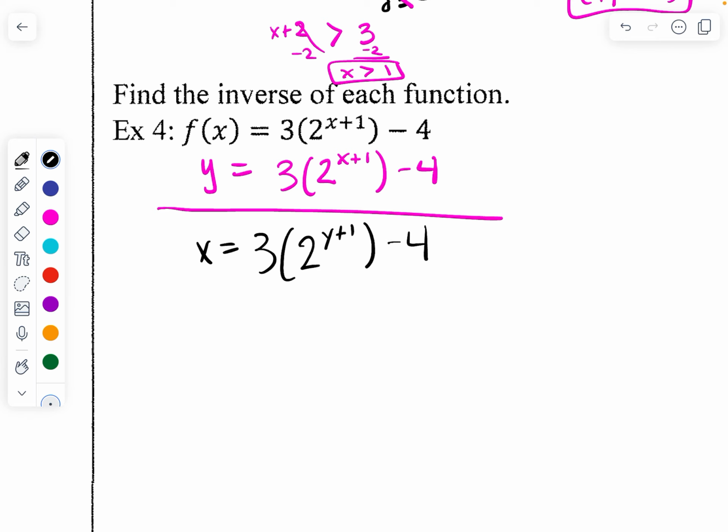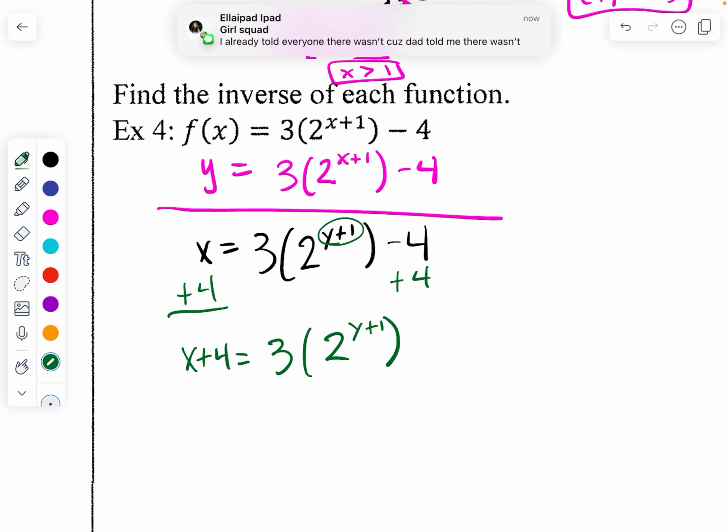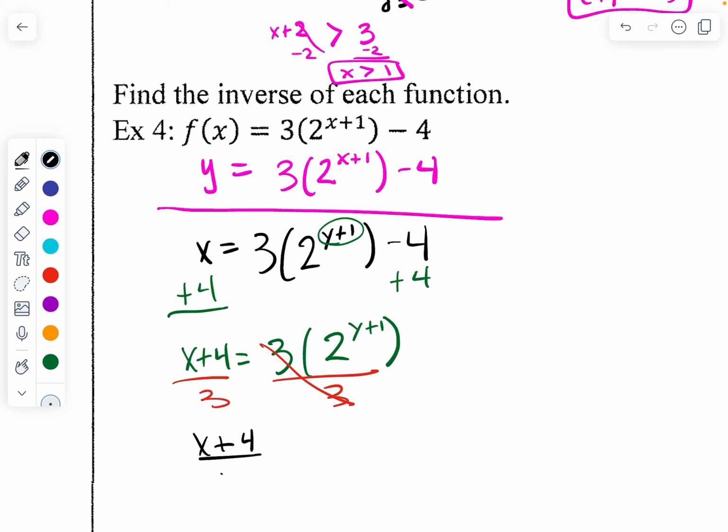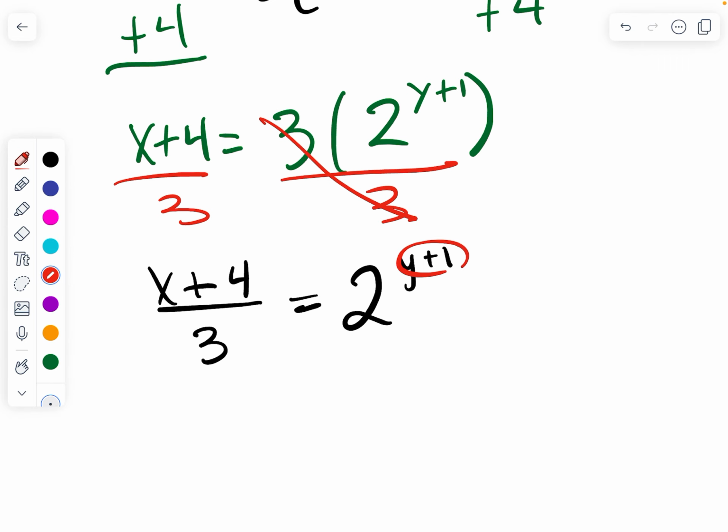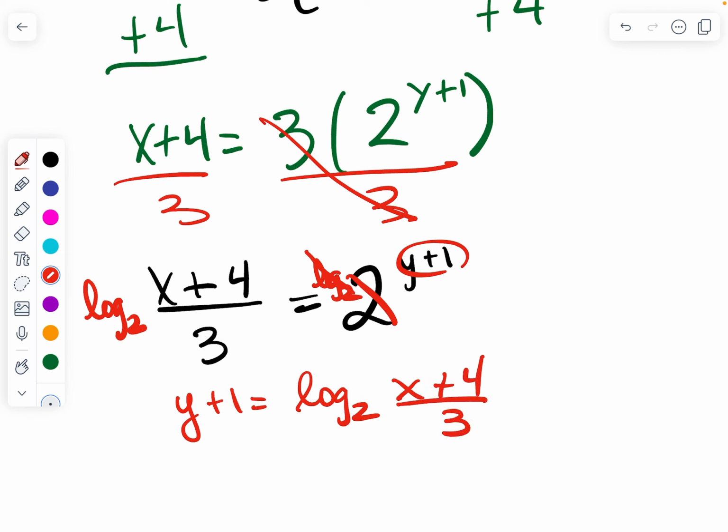So in order to get y alone here, because it's up here in the exponent, we're going to have to move everything away. So let's add that 4 over, just like reverse PEMDAS that we've been using to solve equations. Divide by the 3. So I end up with x plus 4 over 3 equals 2 to the y plus 1. And then here, in order to get this exponent out of there, we're going to take a log base 2 of both sides. So this is going to cancel. We end up with y plus 1 equals log base 2 of x plus 4 all over 3.